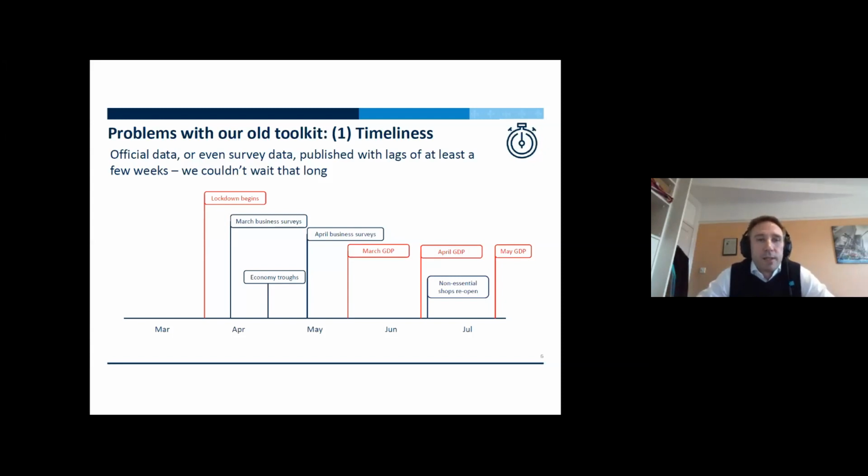It's still the case that the official data are the ultimate benchmark, but the question is, can you get a steer on that data more quickly with faster indicators? So that was the first problem with the existing toolkit.